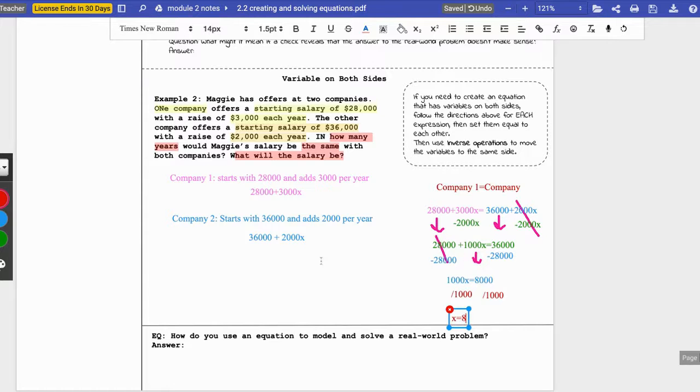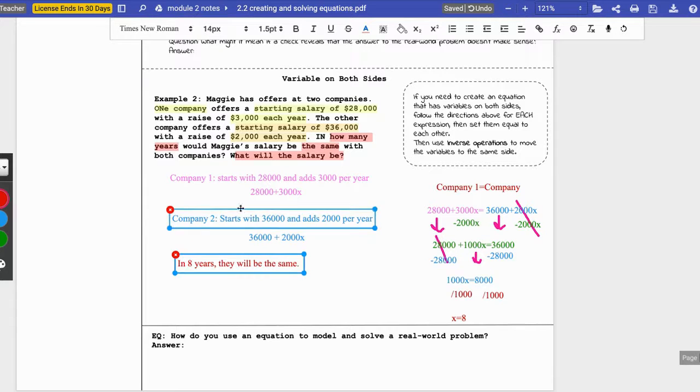What this x represents is how many years until they're going to be the same. So I have half of my answer: in 8 years, it will be the same. But now I need to figure out how much it will be. Since in 8 years they're going to be the same, if I plug 8 into company 1's equation or 8 into company 2's equation, I'm going to get the same thing. Just for the sake of time, I'm going to plug it into the second equation.